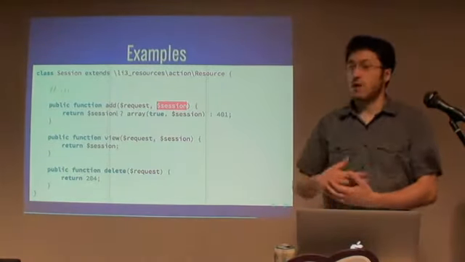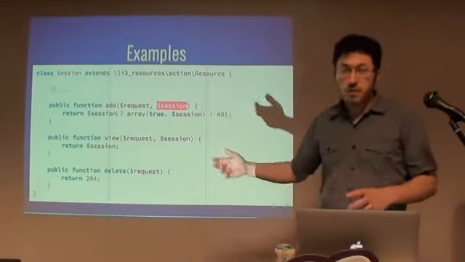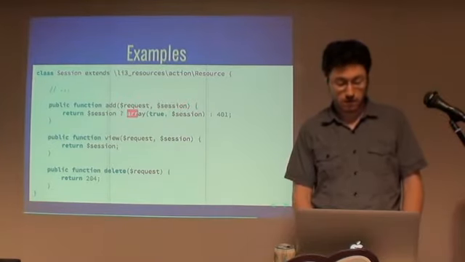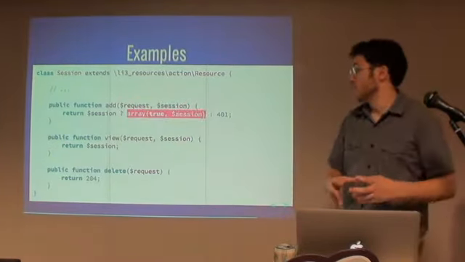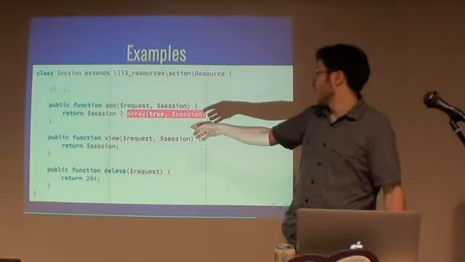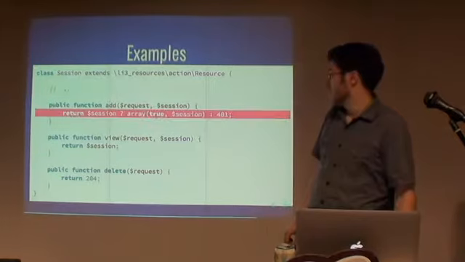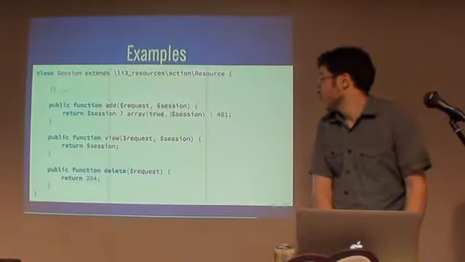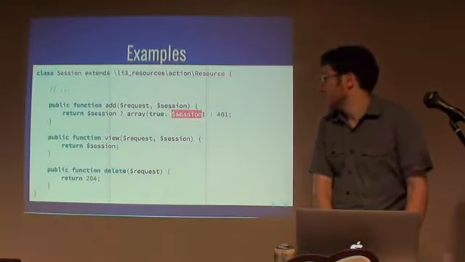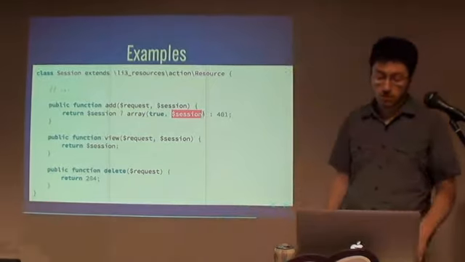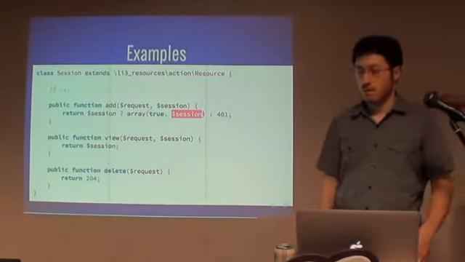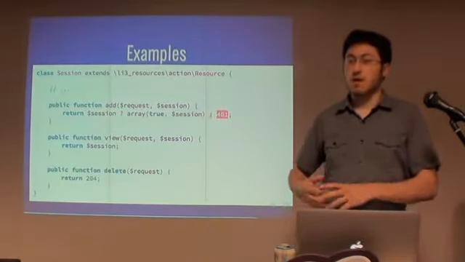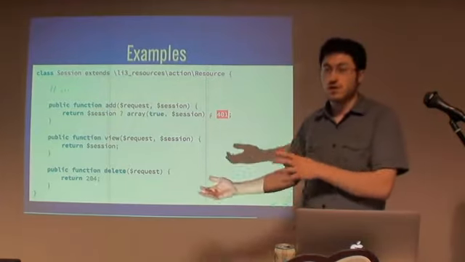So if the authentication succeeds, this value will be populated. And then we'll return a compound value indicating that the operation succeeded. And we'll also tell the framework what data to serialize and send to the client, which is the session.